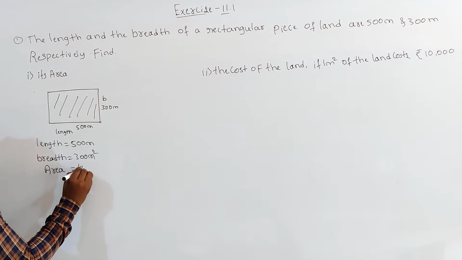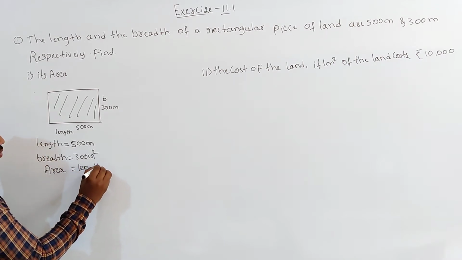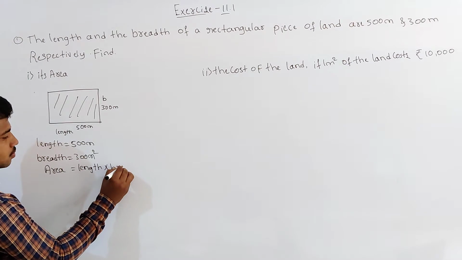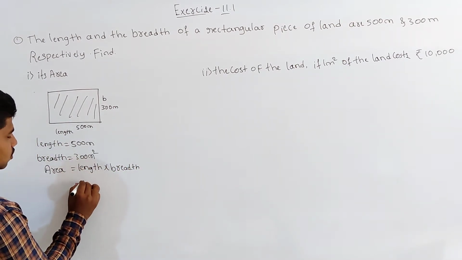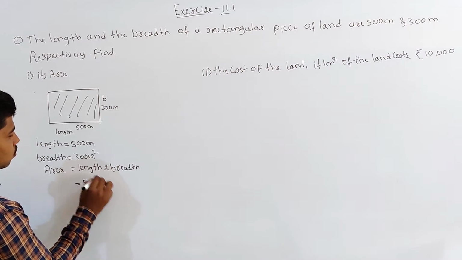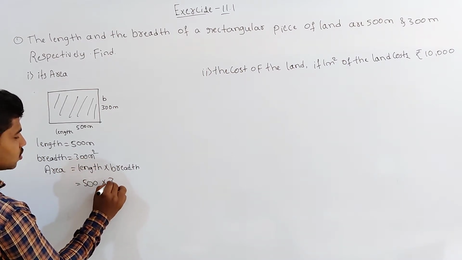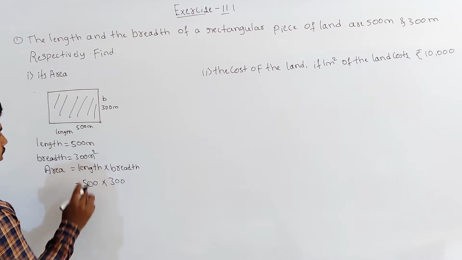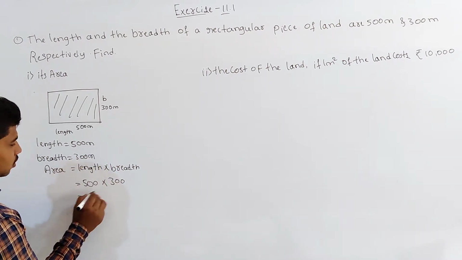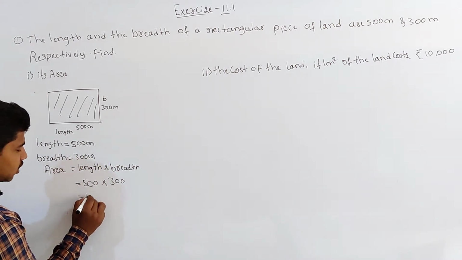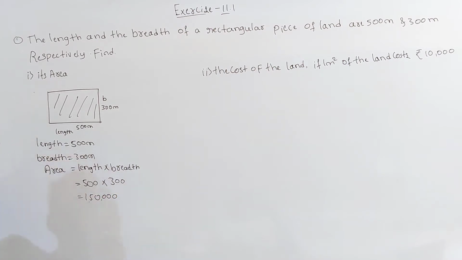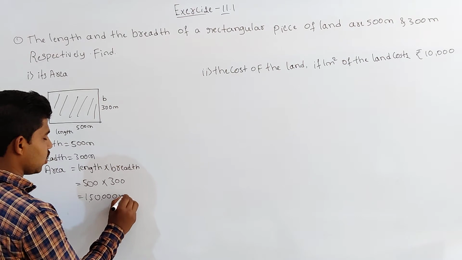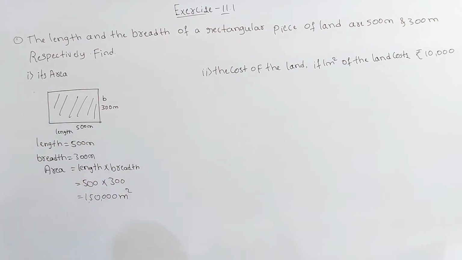Area is equal to, what is the formula? Length into breadth. And what is the length? 500 into 300 meter. Next, if you multiply, you will get 1,50,000 meter square.